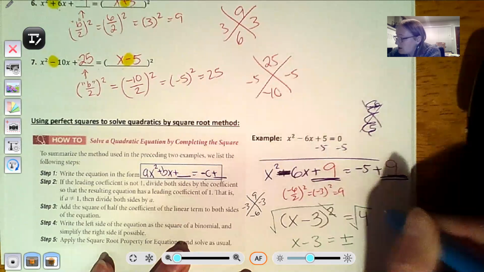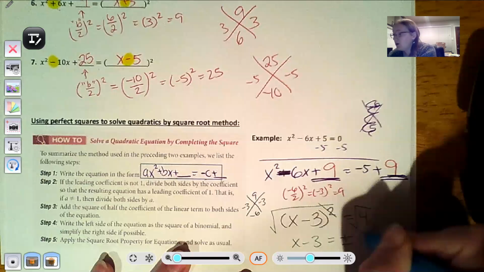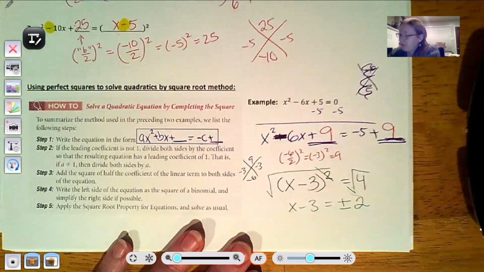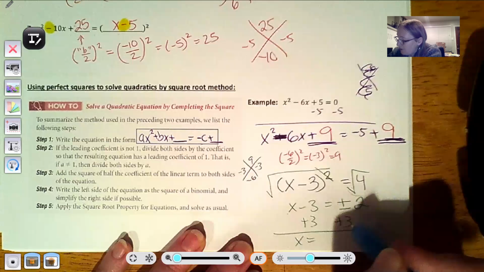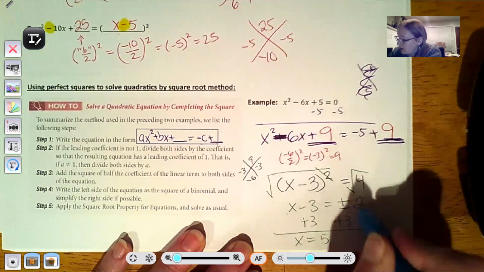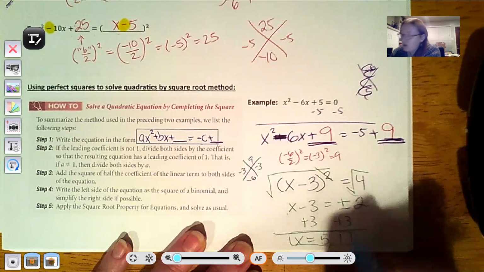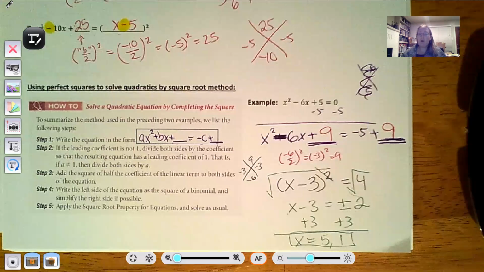The square root of 4 is 2. We've taken the square root, so we don't put a root symbol around there. Okay, let's get x by itself by adding 3. So we have 2 plus 3 is 5, and we have negative 2 plus 3, which is 1. So those would be my 2 answers.